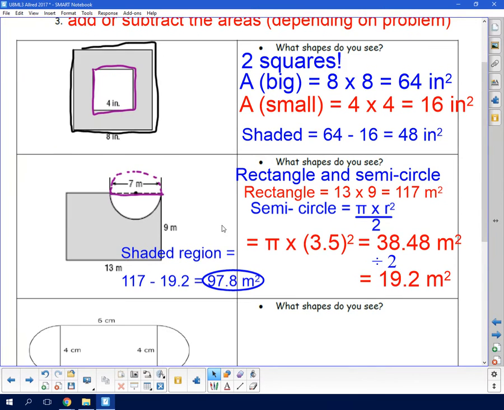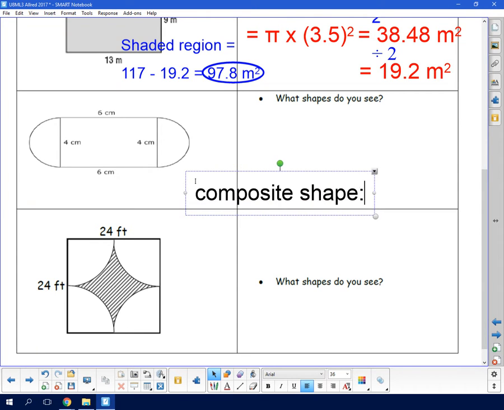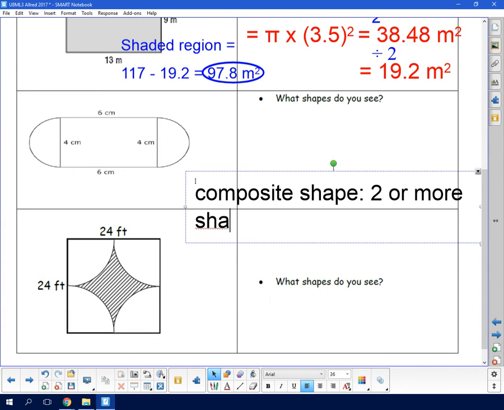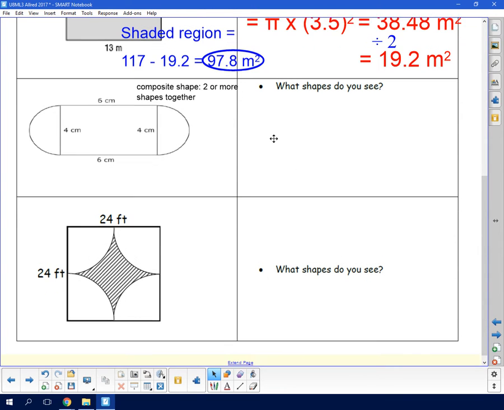Okay, so I've done 2 problems here for you. This one is a composite shape. That just means that there are 2 or more shapes together. I would maybe spell that word correctly. That's what I would do. I would maybe write that down somewhere on that math problem so that when you go back and look at it later, you can understand it.